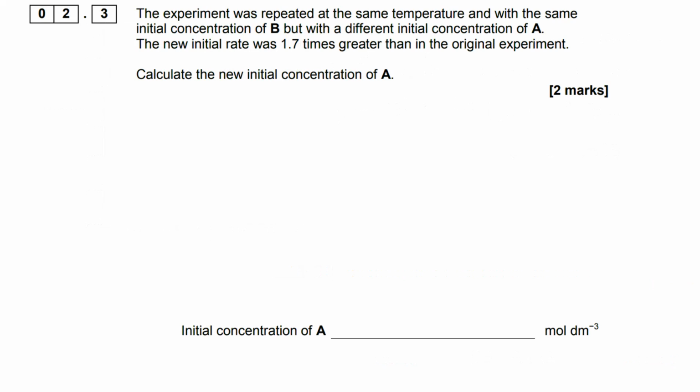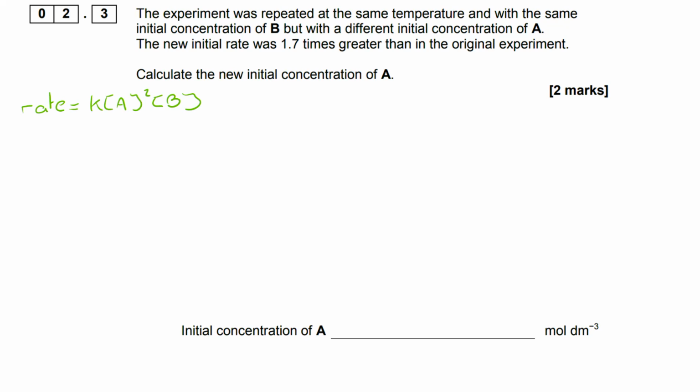The experiment is repeated at the same temperature and with the same initial concentration of B, but a different initial concentration of A. And the new initial rate was 1.7 times greater. Calculate the new initial concentration. It's a 2-mark question, so hopefully that's showing you there's not a huge amount to do on here.